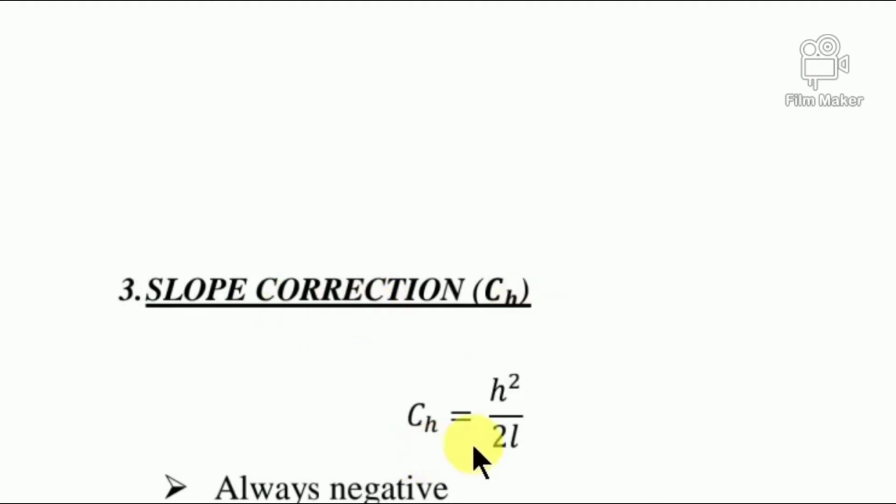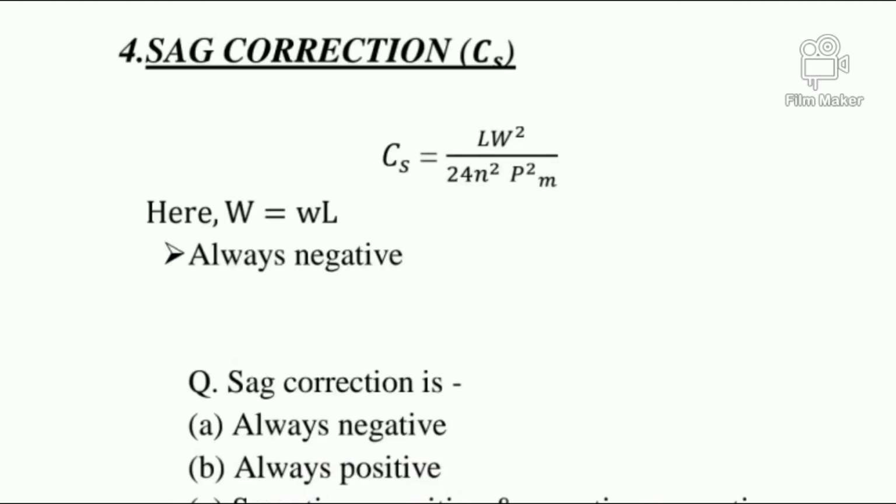So CH is h square by twice L, and the slope correction is always negative. So the important point for slope correction is that it is always negative. Next, the fourth type of correction is our sag correction, which is denoted by CS.